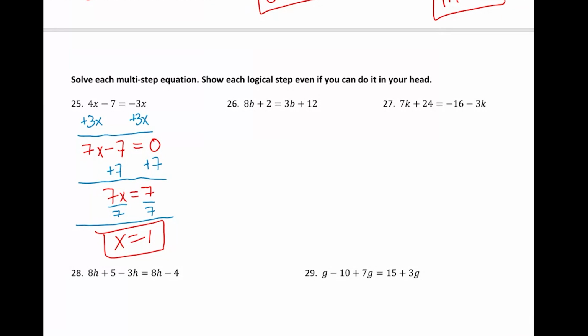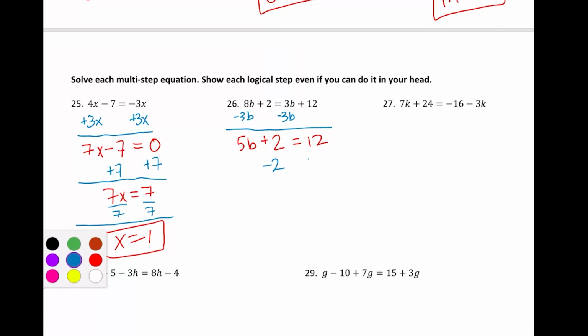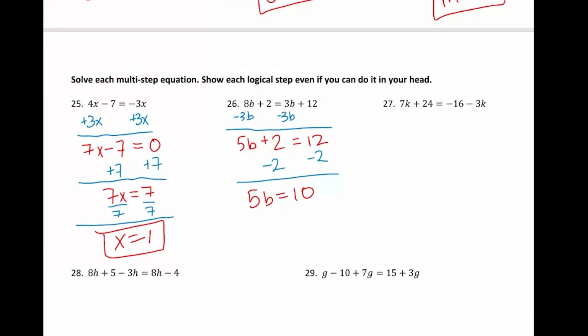Okay, number 26. Same kind of deal here. We've got variables on both sides, so we need to collect them all on one side. So I'm going to subtract 3b on both sides to get rid of all the b's on the right-hand side. 8b minus 3b is 5b, so I get 5b plus 2 equals 12. Then I'm going to subtract 2 from both sides. So 5b is equal to 10. Finally, I'll divide both sides by 5 to get b equals 2.